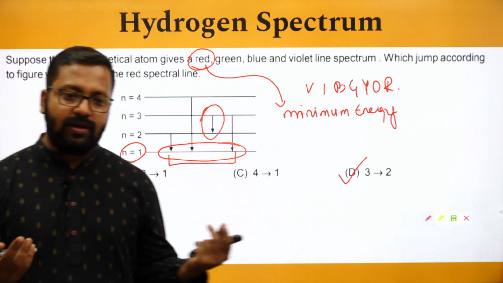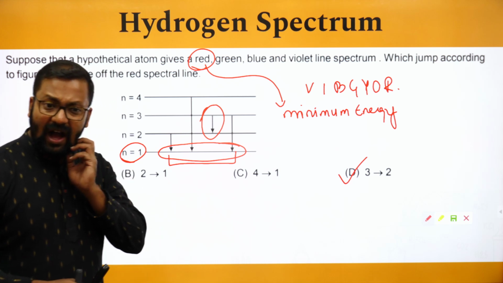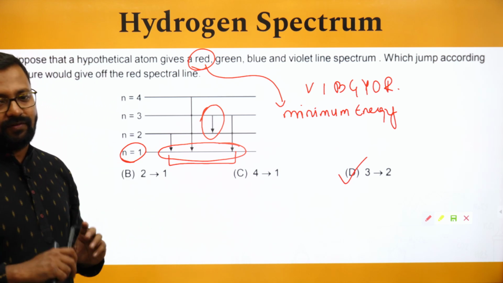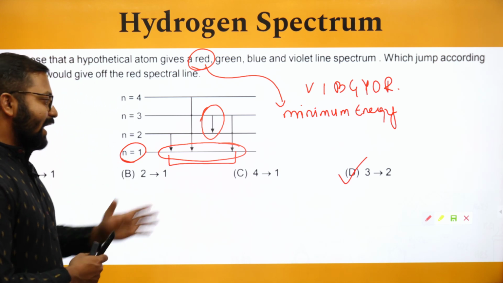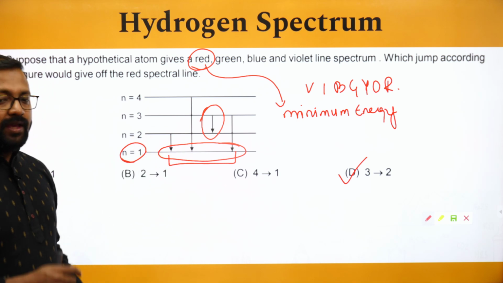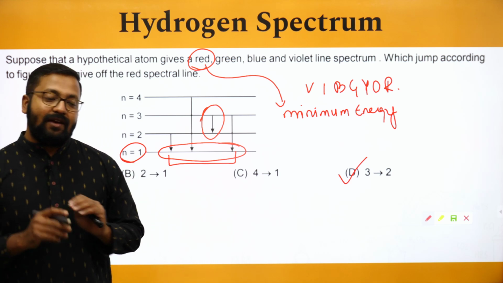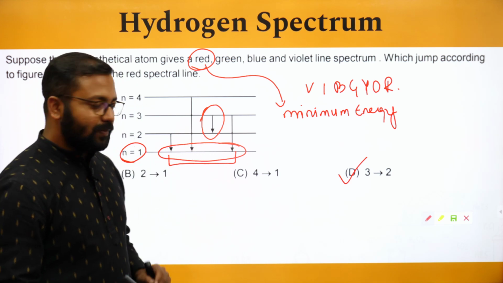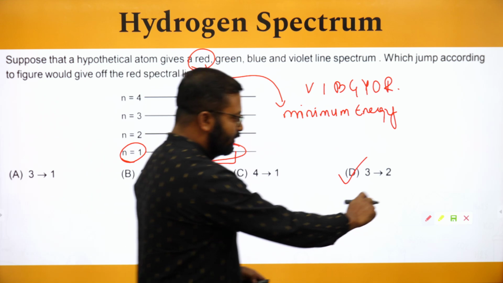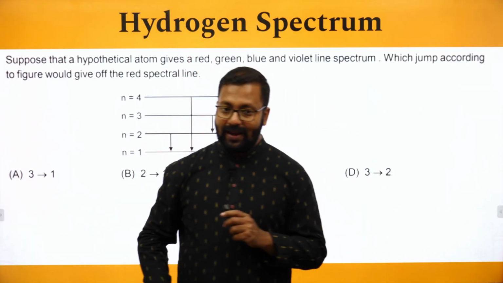Answer should be D. Mysterious guy Aryan, you have given the right answer. So the answer should be D. Okay. So please do remember that jumping to n equals 1 will never give the red line. So let's move on to the next question.